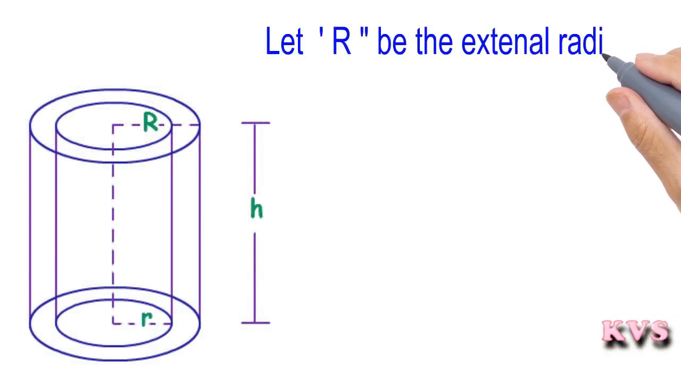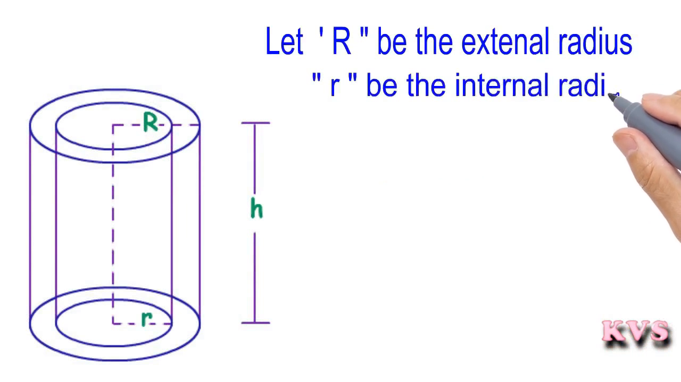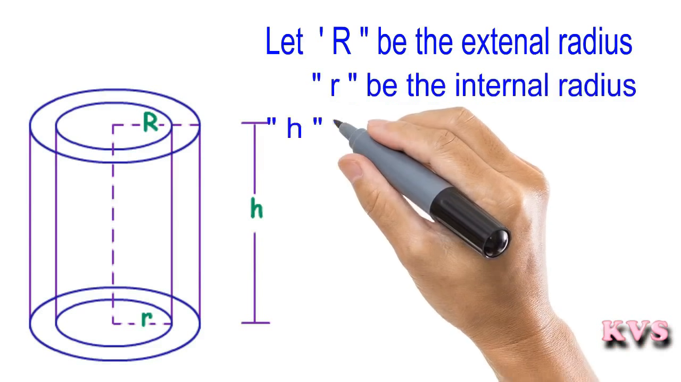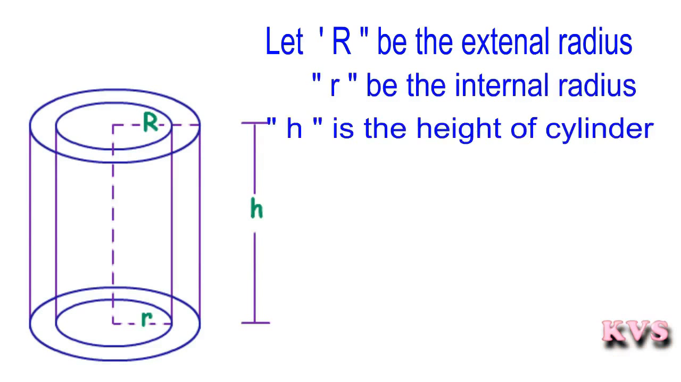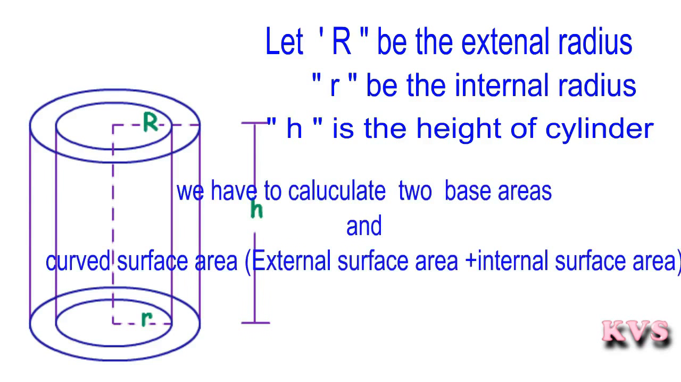Let capital R be the external radius, small r be the internal radius, h is the height of cylinder. We have to calculate two base areas and curved surface area, which includes external surface area plus internal surface area.